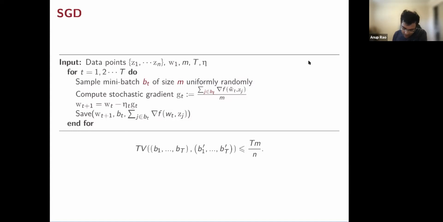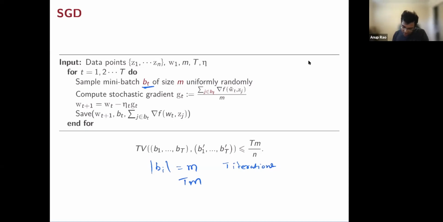Okay, so let's see why these are total variation stable. Let's take the first algorithm, which is just mini batch stochastic gradient descent. All the randomness in this algorithm comes from the mini batch indices. So once we fix the B_is, the algorithm is deterministic. Note that each mini batch is of size m, and there are T iterations. So there are roughly Tm different data points involved in the algorithm.